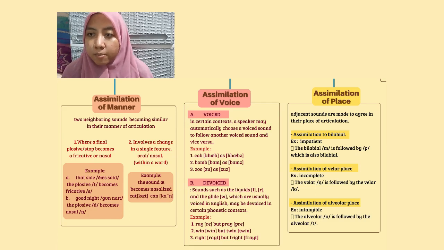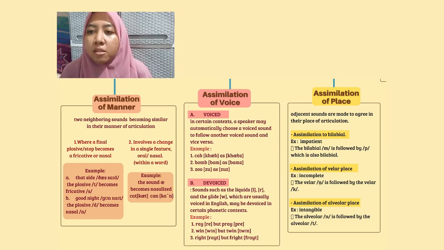Let's take an example. In a rapid speech, usually native speakers say the word that side to become the side, that side. So the plosive th becomes fricative s, so it is pronounced the side, the side.